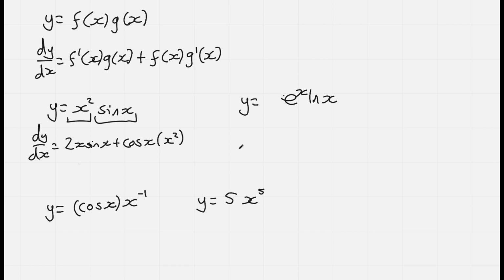So we could take out a factor of x if we really want to. We're going to get x(2 sine x plus x cosine x). Done.